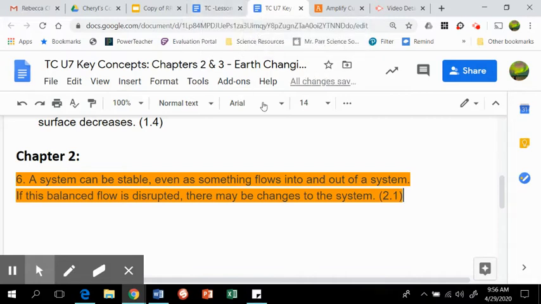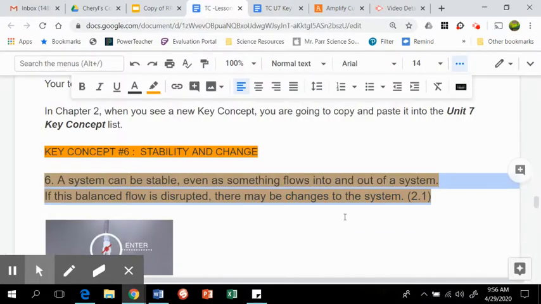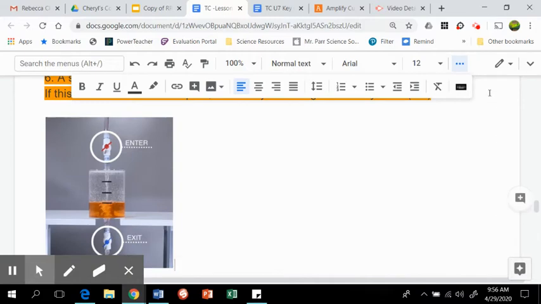All right, so then we go back into our original document. Key concept number 6.